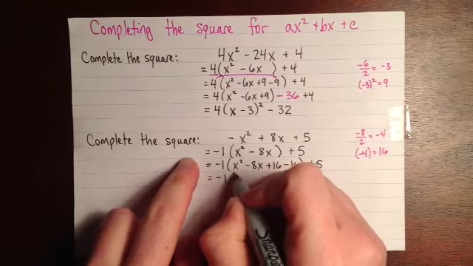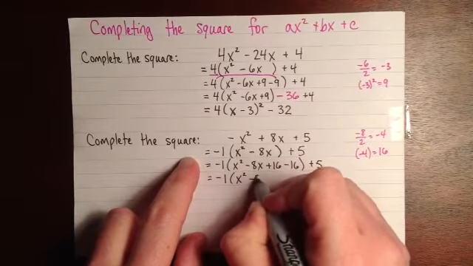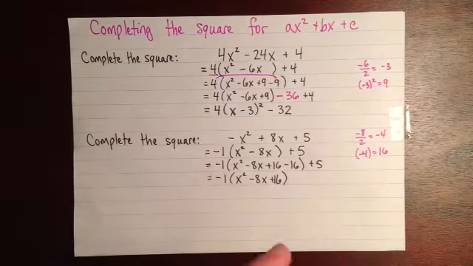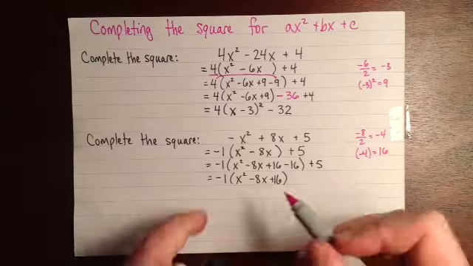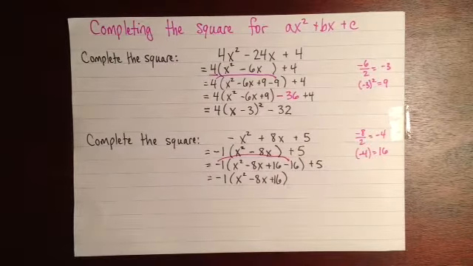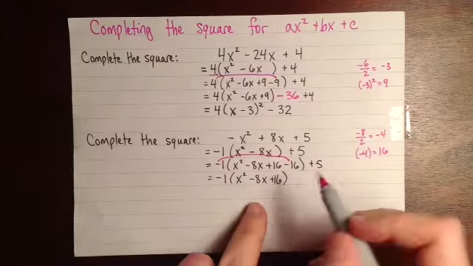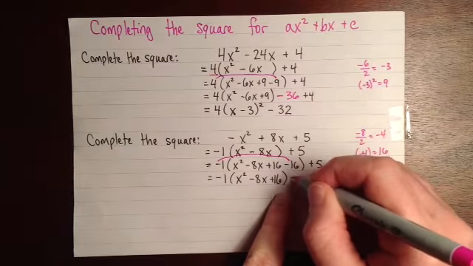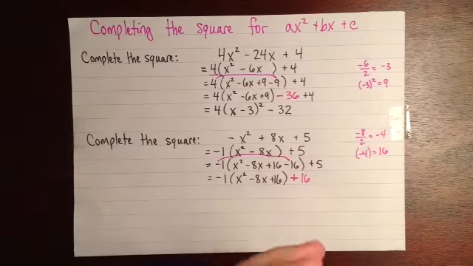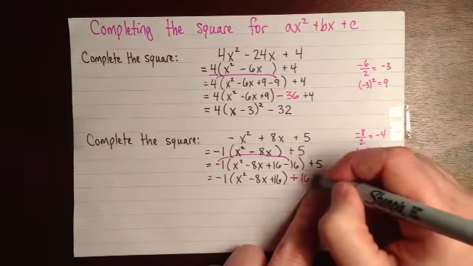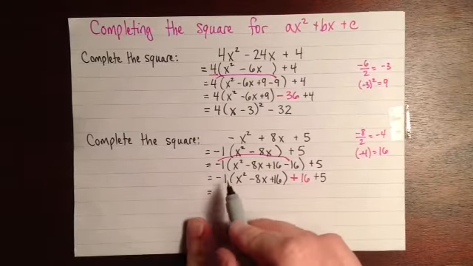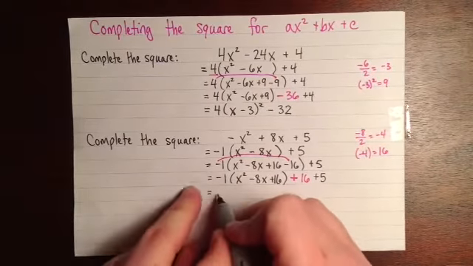Negative 1 times x squared minus 8x plus 16. And remember, we have to multiply this negative 1 by that when it comes out of the brackets. So it's going to be negative 1 times negative 16, which will be plus 16, plus 5. Okay. In that case, I think now I'll stop writing the negative 1. I'll just write a negative sign.